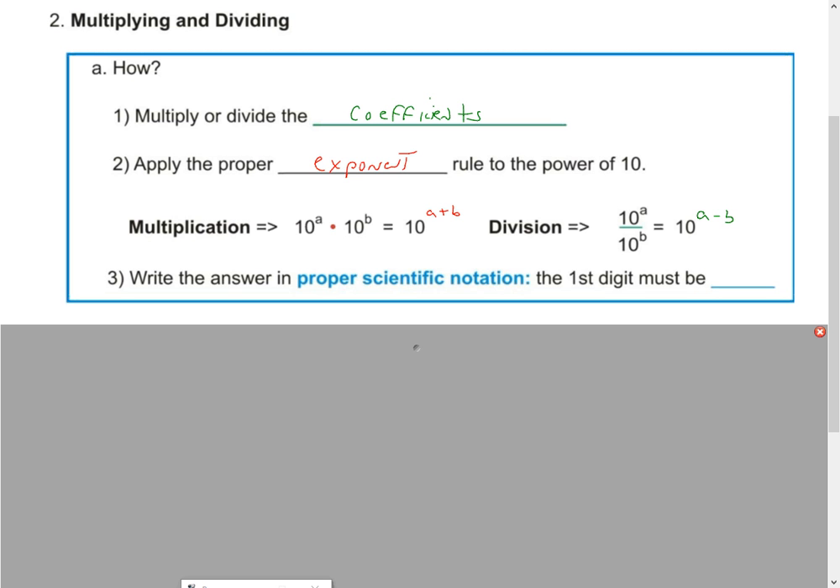So look, if you're multiplying, you multiply coefficient times coefficient, power of 10 times power of 10. If you're dividing, divide coefficient by coefficient, power of 10 by power of 10. Voila. And of course, always make sure your final answer is in proper form. So write the answer in proper scientific form. Again, the first digit must be 1 through 9, right? All right, let's see how this shakes out.